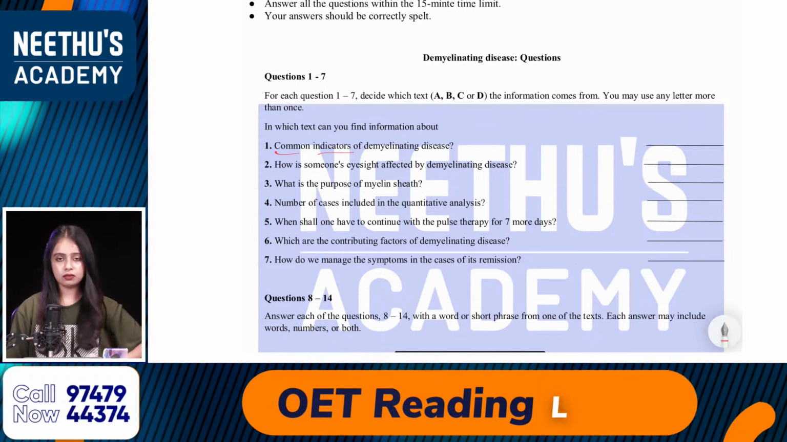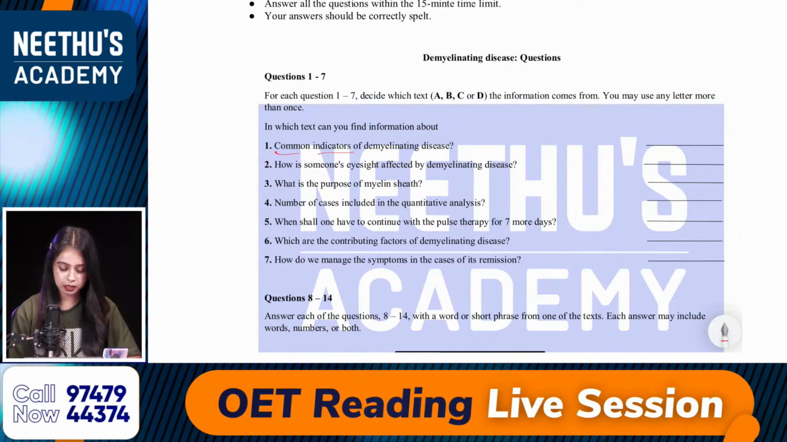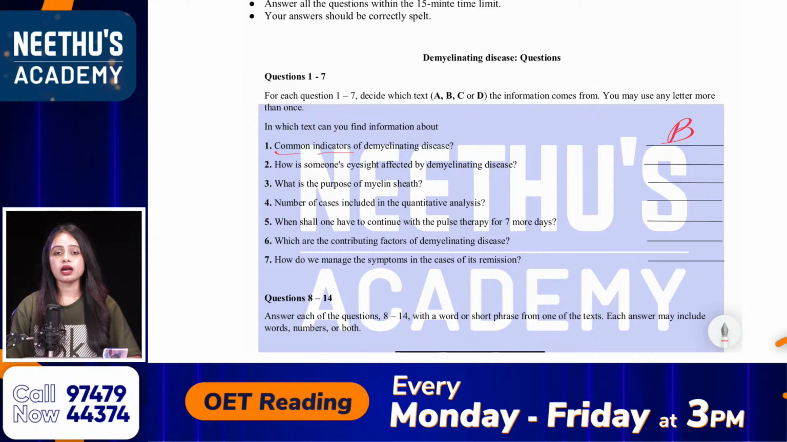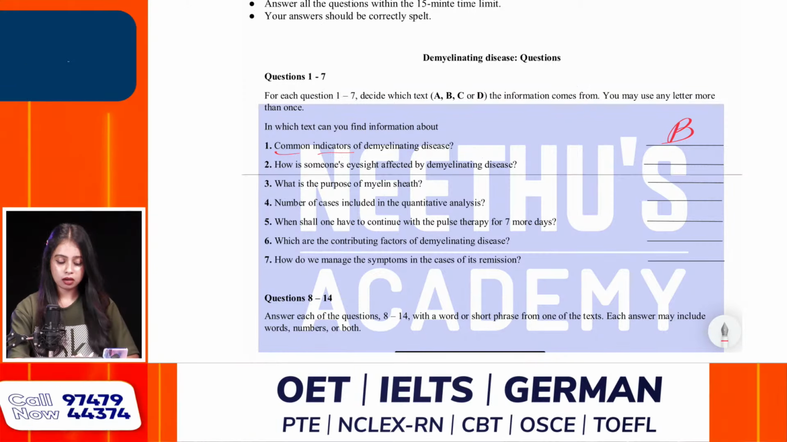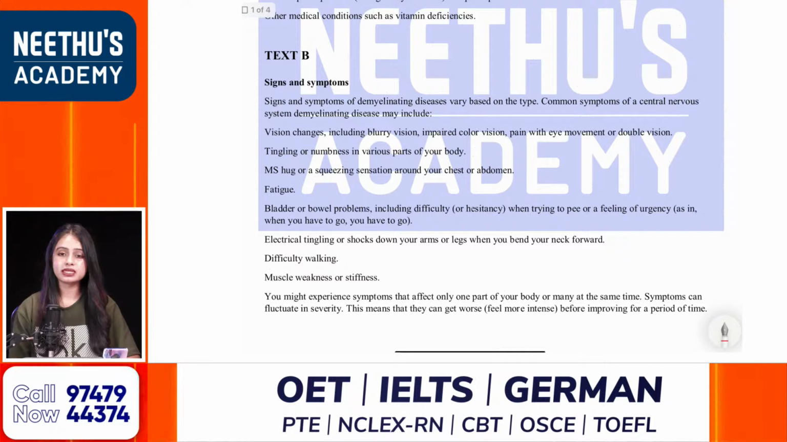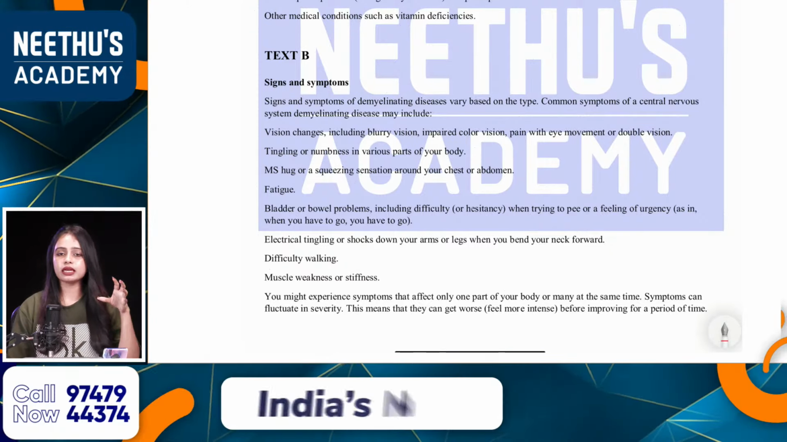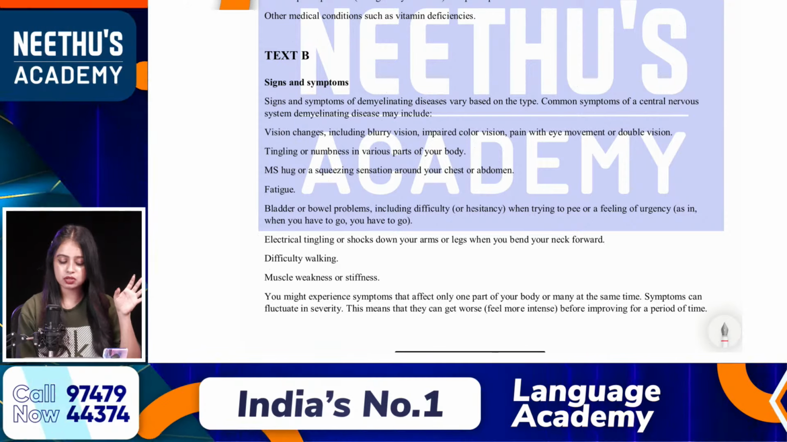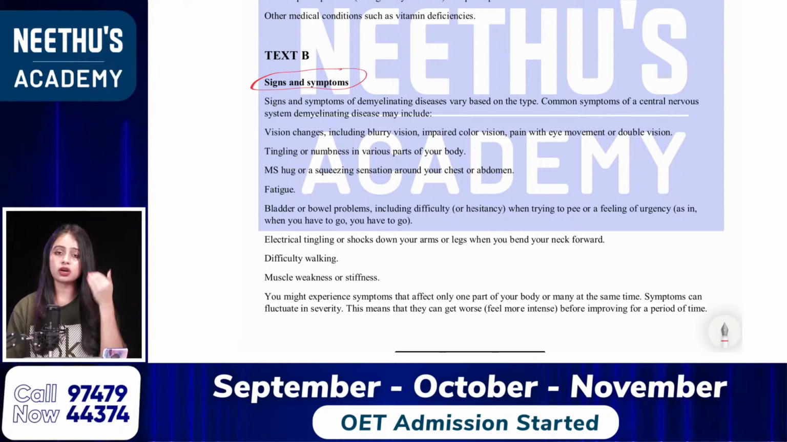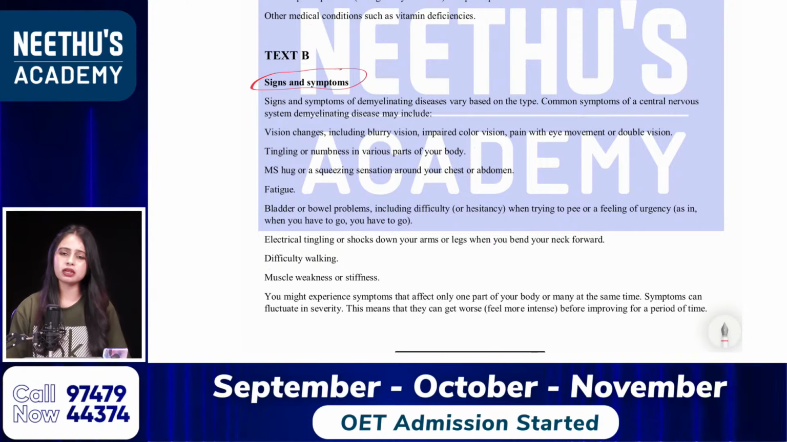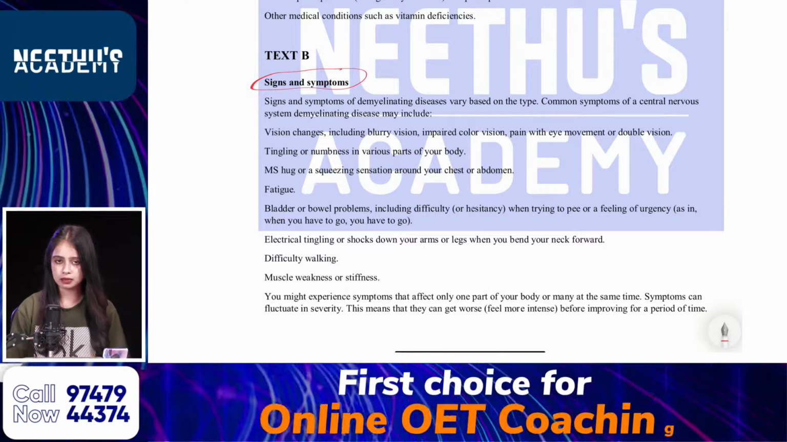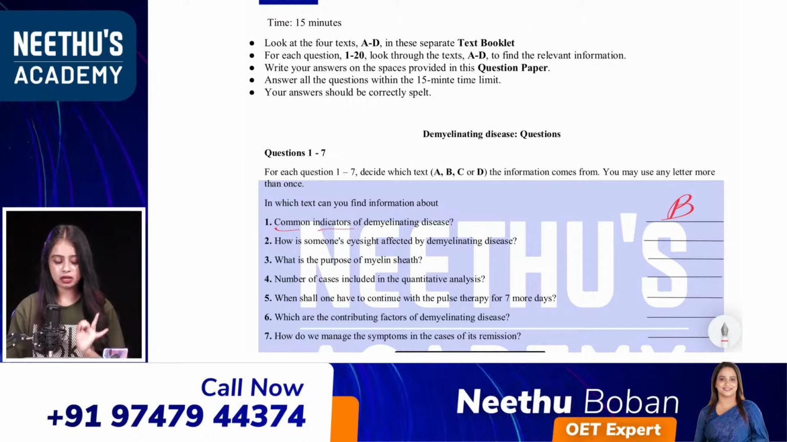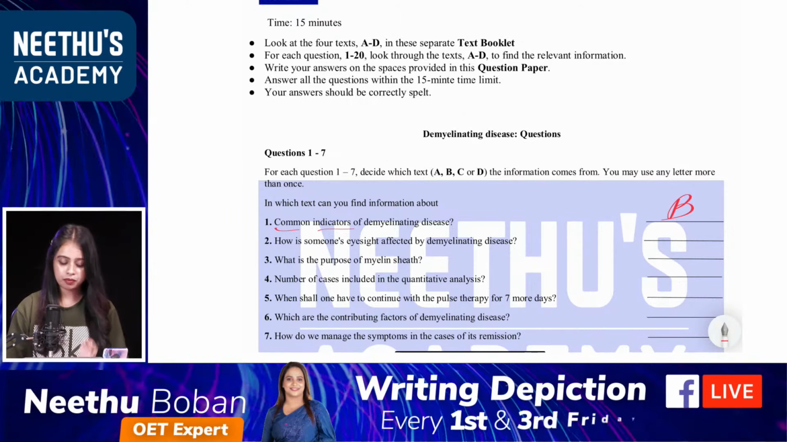Okay, so the answer is correct, Papadi. Yes, dear, the answer is from text B. And why? See, text B is all about signs and symptoms. So if you have already underlined the keywords from the question, I am sure your answer will be text B. A lot of signs and symptoms are mentioned here, and common indicators is a synonym for the words signs and symptoms. So the answer is B. Papadi, Roshna, Jissa, Anu, very good. Answer is B. Second one.